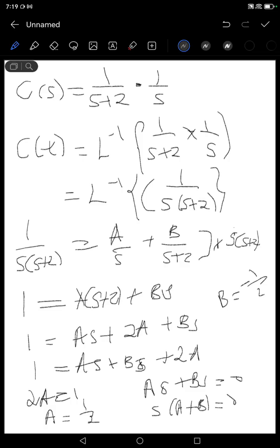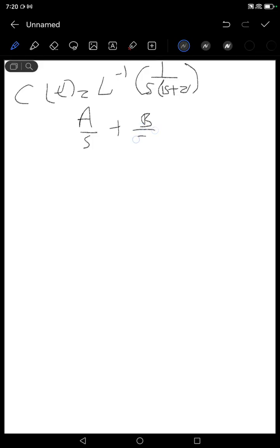Then we're going to look at our Laplace table. I don't see my table, but for sure you are following. So this is what's going to happen. We have c of t as the inverse Laplace of 1 over s into s plus 2, and remember we said a over s plus b over s plus 2, and then we found a as 1 over 2 and b as negative 1 over 2.